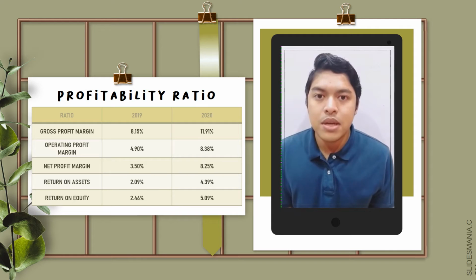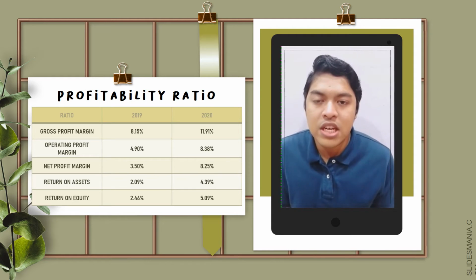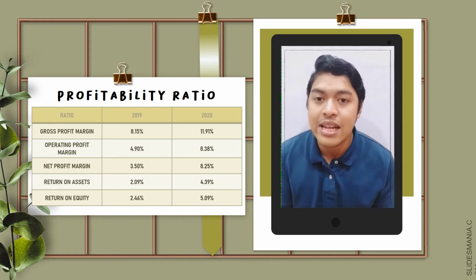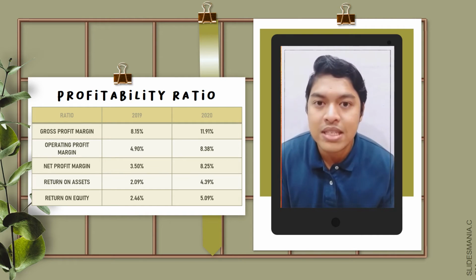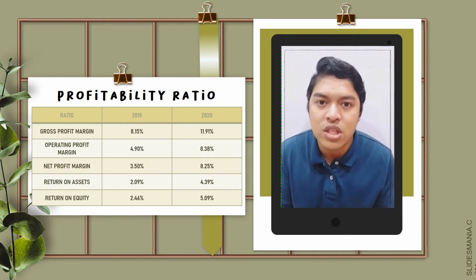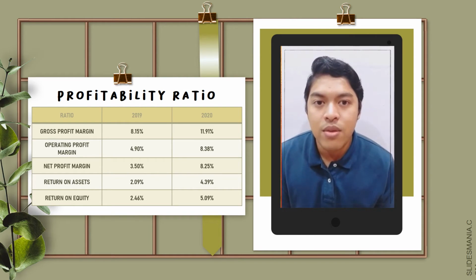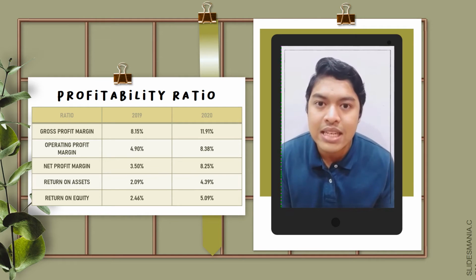Okay, now I will explain the analysis of profitability ratio. Firstly, the gross profit margin of the company in year 2020 is 11.91%, higher than year 2019, which is 8.50%. A high gross profit margin indicates that there is a high contribution margin in year 2020. Secondly, the operating profit margin of the company in year 2020 is 8.38%, higher than year 2019, which is 4.9%.